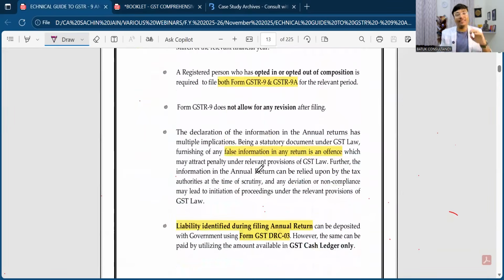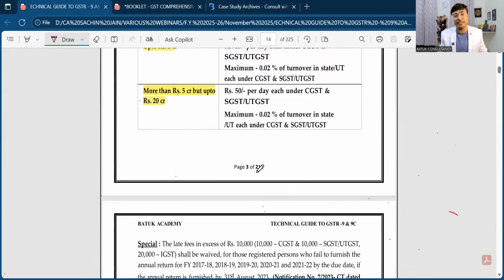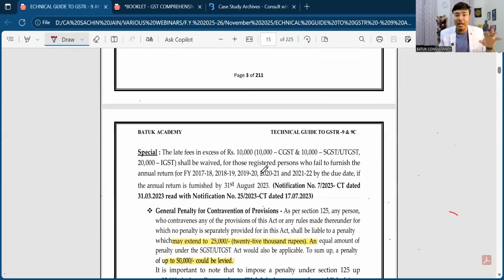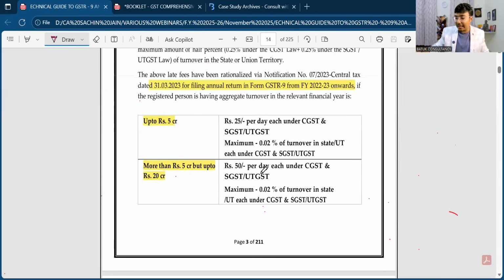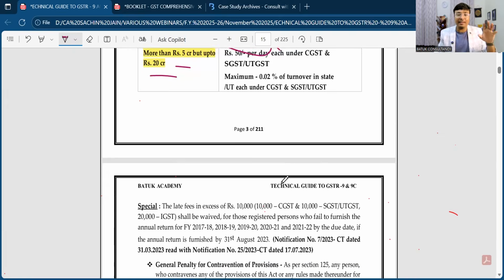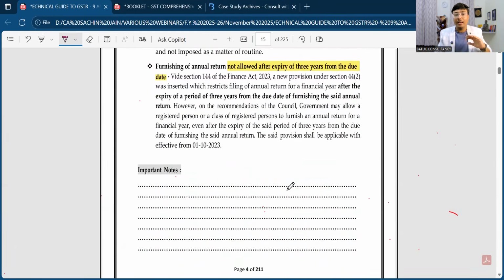Now let's start our discussion on the clause by clause analysis of GSTR-9. I am not covering the penalties because we all know the penalty implication in case of GSTR-9. Okay. 25 rupees under CGST and SGST each, if your turnover is up to 5 crore rupees; above 5 crore but up to 20 crore, 50 rupees; otherwise 100 rupees, and the timeline is also there. So today, through this particular session, we'll try to cover filing the return on time. Okay, we are not supposed to delay.